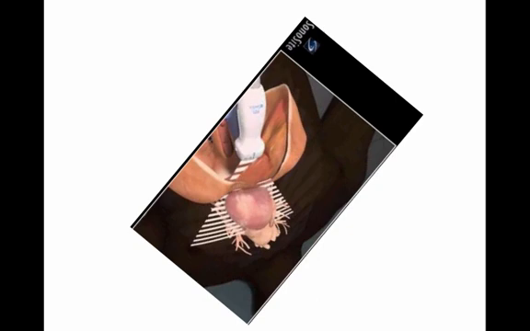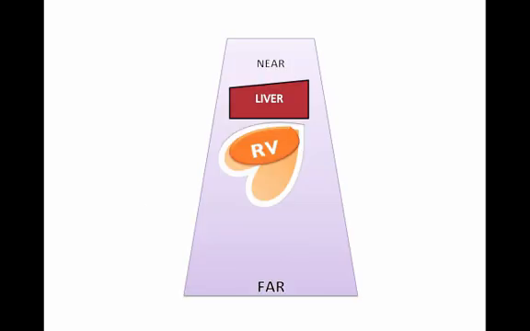Let's show this orientation in a very simple cartoon diagram. The near field structures are at the top of the ultrasound screen. The first structure encountered by the ultrasound beam is the liver, then the inferior portion of the pericardium, and the inferior aspect of the heart, specifically the right ventricle. These structures are considered near field and represent structures that are closest to your ultrasound beam. They are displayed at the top of your screen.